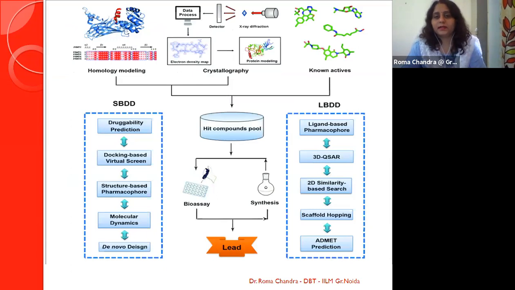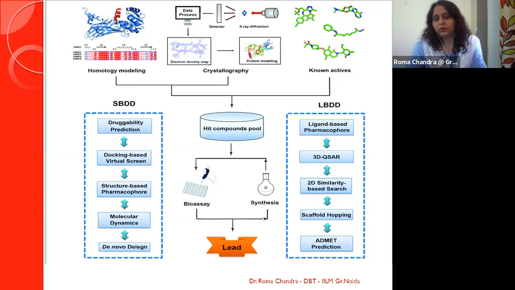Here you can see a small representation of how we can go with the SBDD process and the LBDD process. Both the ligand-based drug designing process and the structure-based process start with a disease, and for that we search for our target sites and study lead compounds. Lead compounds and target sites can be of different natures. They can be protein, carbohydrate, lipid, or nucleic acids, as I told you earlier. Based on this, we go with the modeling of those structures.